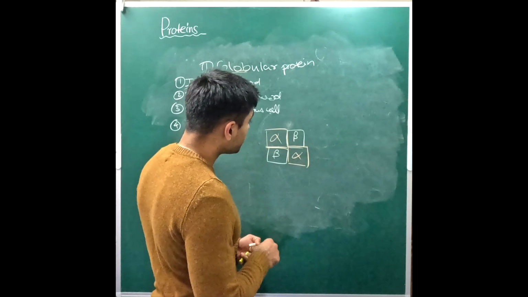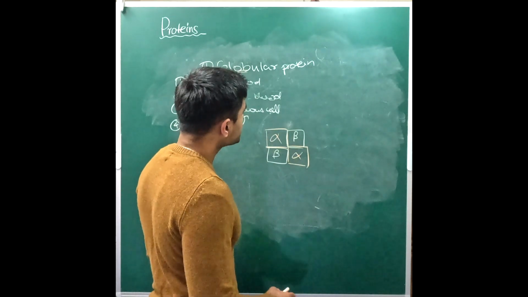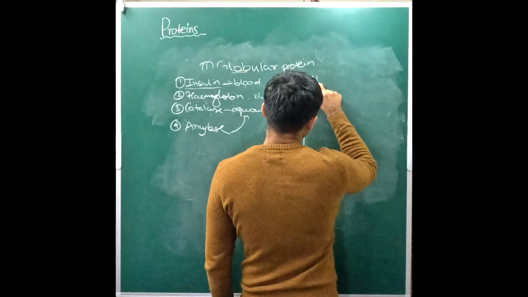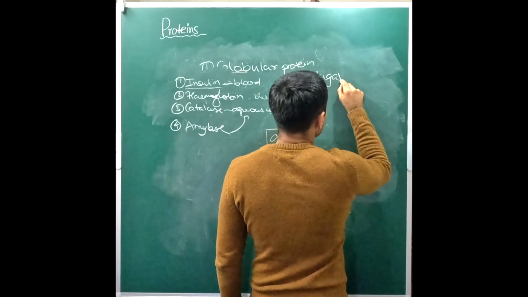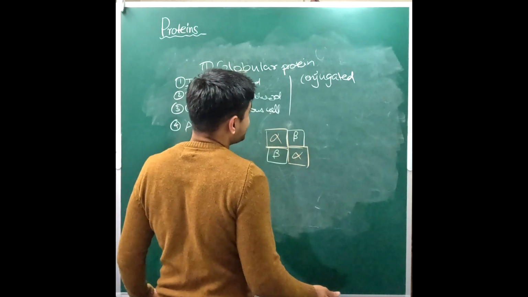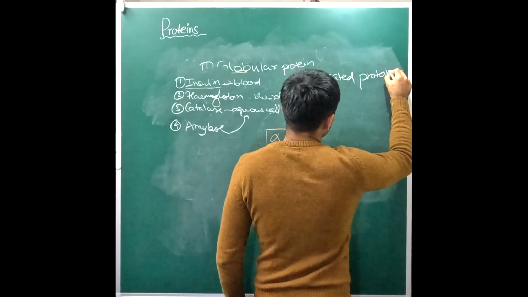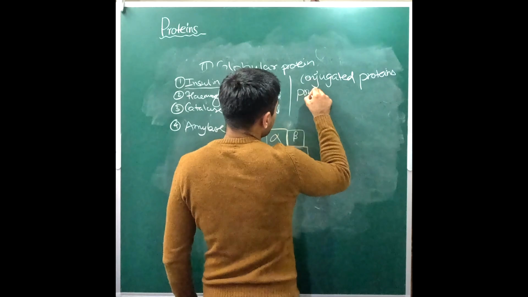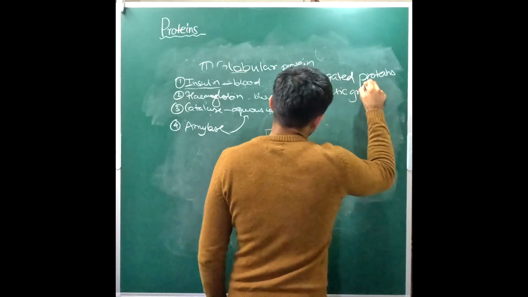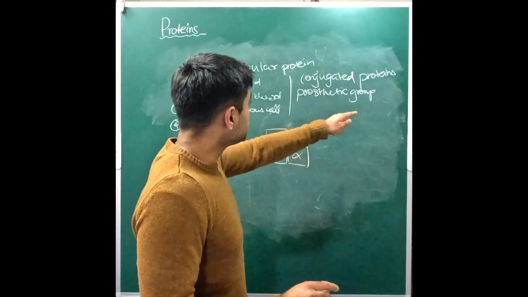Now, what's interesting with hemoglobin and catalase and amylase, these are proteins which are called conjugated proteins. Conjugated means together. That means together with what? Conjugated proteins are proteins which have something stuck on them. And this is something known as a prosthetic group. Conjugated proteins like hemoglobin, amylase, and catalase have prosthetic groups.